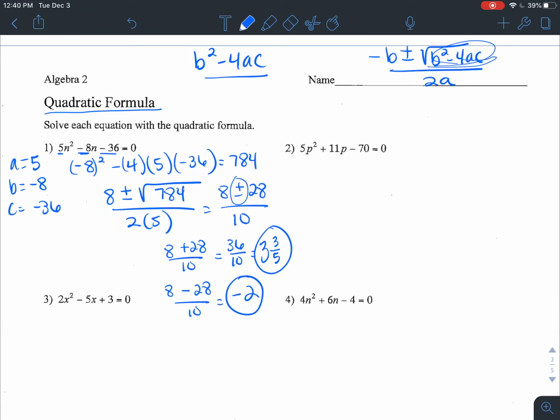All right, let's do another one. So number 2, our A value is 5, our B value is 11, and our C value is negative 70. So we're going to start with our B squared minus 4AC. So we have 11 squared minus 4 times 5 times negative 70. Again, be careful with the parentheses and knowing what goes where.